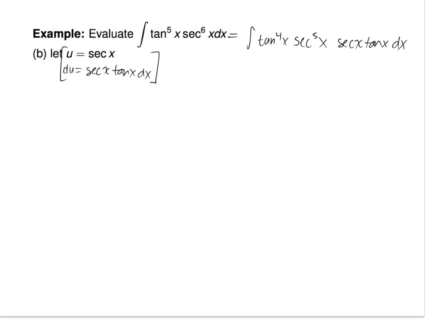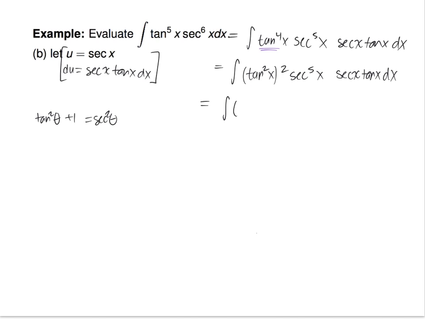Okay. And now the thing you have to do to continue on this path is make your tangents into secants, right? And because the power in tangent is even, that can be done, right? So that's the same thing as tangent squared squared. And what's tan squared equal to? Using the fact that tan squared theta plus 1 is secant squared theta, in this case it'd be secant squared x minus 1, okay?